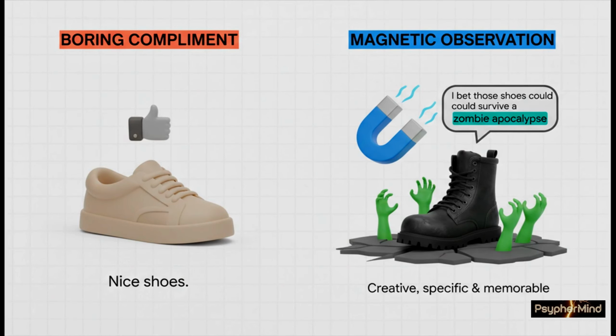Let's see how this works. A boring compliment is, nice shoes. It's fine, but it's a dead end. Where does the conversation go from there? A magnetic observation, using our phrase, is something like, I bet those shoes could survive a zombie apocalypse.